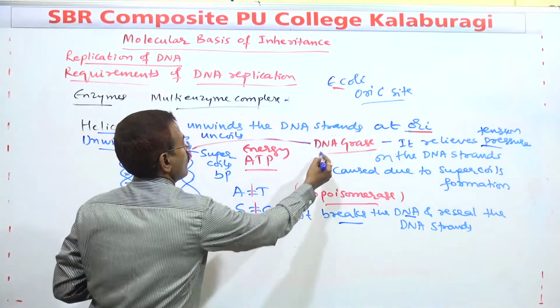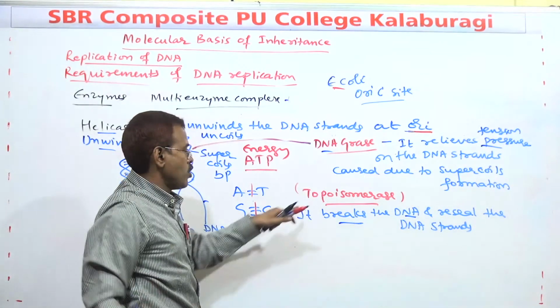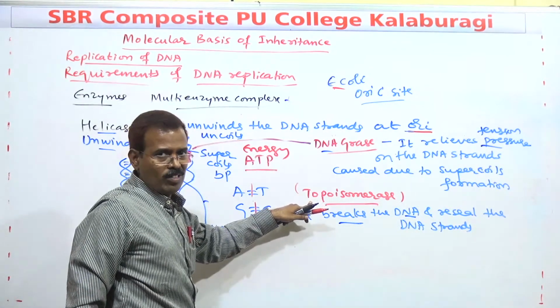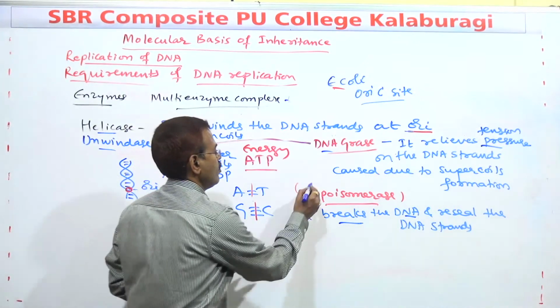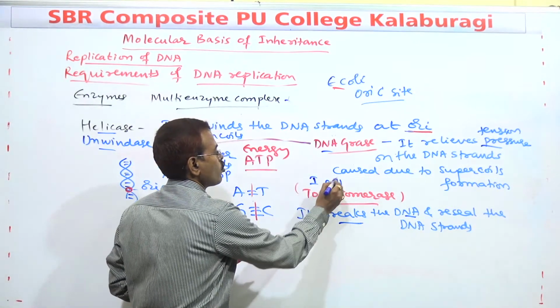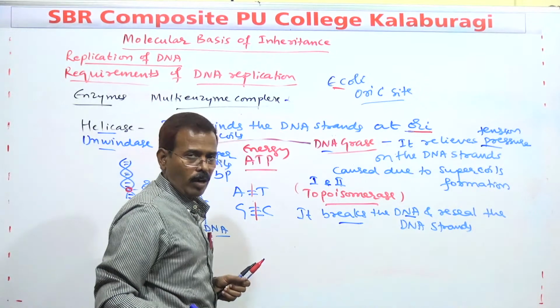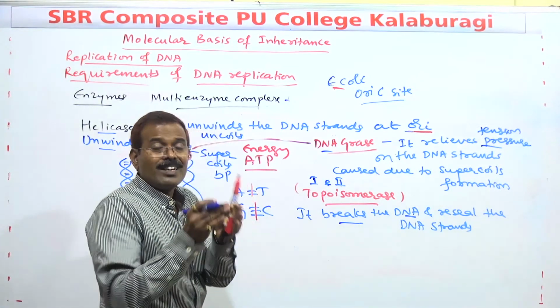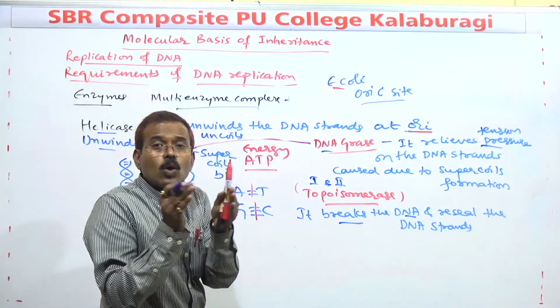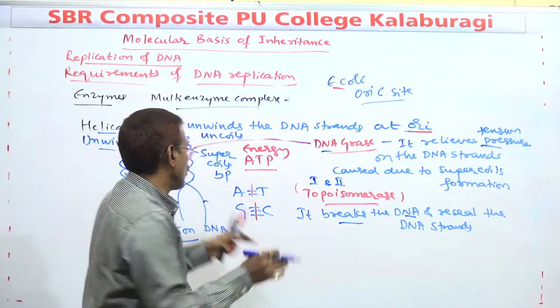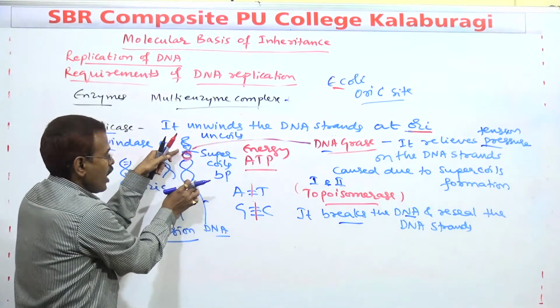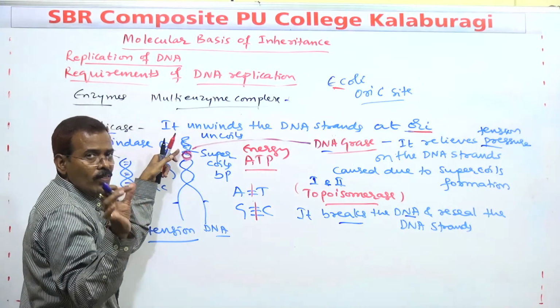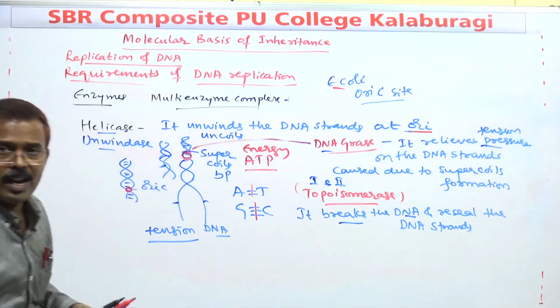That is the role of DNA gyrase. In eukaryotes, topoisomerase is involved: topoisomerase 1 and topoisomerase 2. Just remember, it relieves the tension caused due to supercoil formation during unwinding of the DNA. That is the role of DNA gyrase.